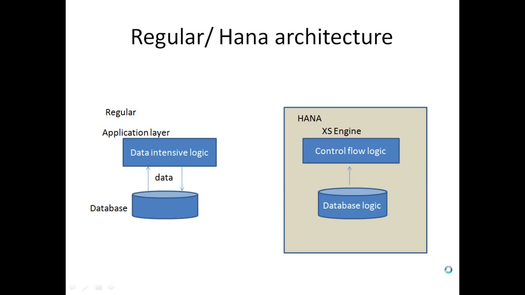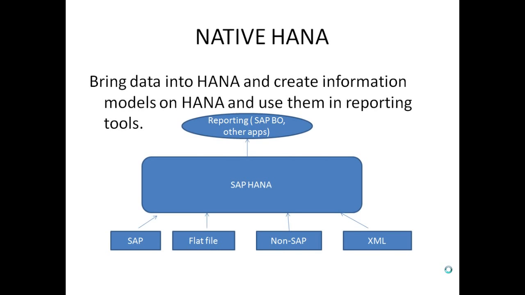Moving forward, we'll see what SAP native HANA is. This is the same as what we have discussed so far. Native HANA is nothing but bringing data into HANA from different sources, then building information models on SAP HANA, and then using them in reporting tools. So you're basically using the application server and web server of HANA for your application. This is just an overview. We'll see a little bit more in detail in the later slides.